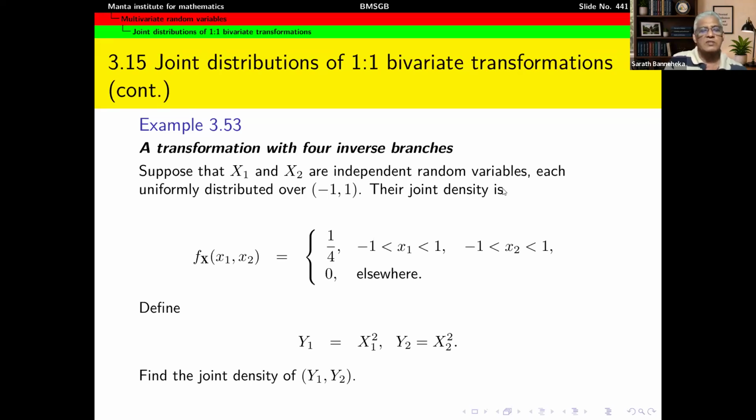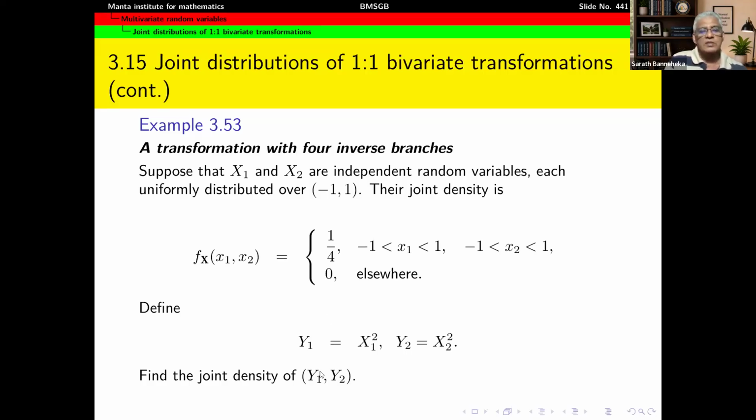Their joint density is given by 1 over 4, where x1 is between -1 and +1, and x2 is between -1 and +1. Then the set A is the square where each side has length 2. Therefore, the total area of capital A is 4, and the height of the uniform distribution should be equal to 1 over 4.